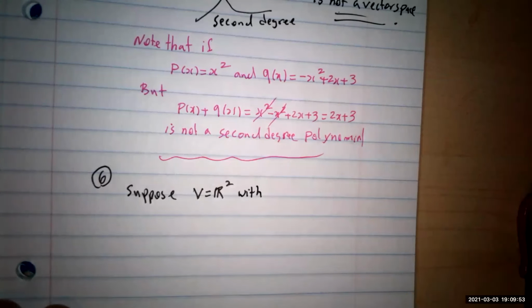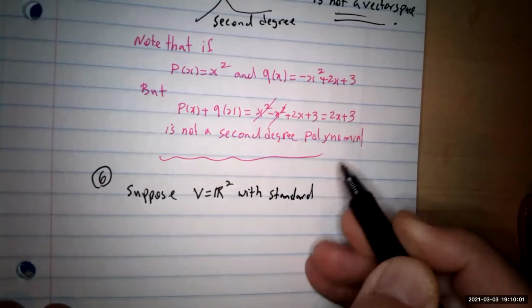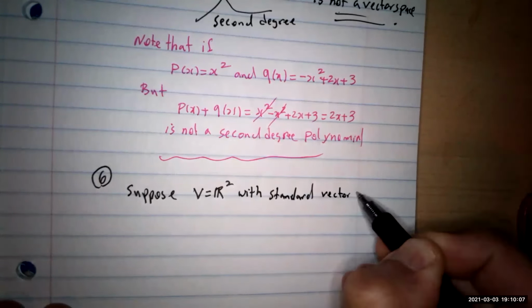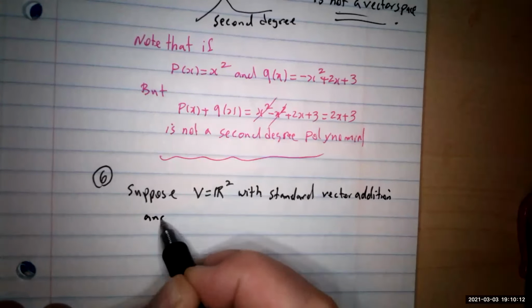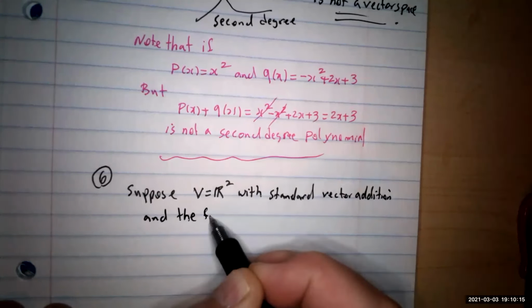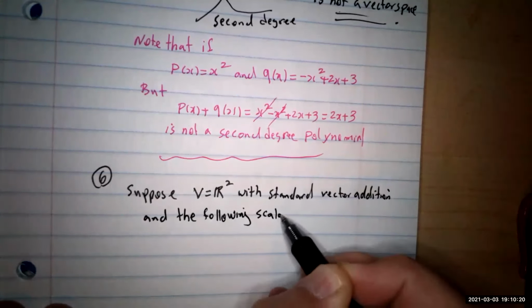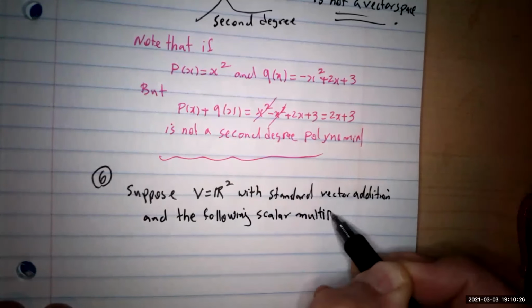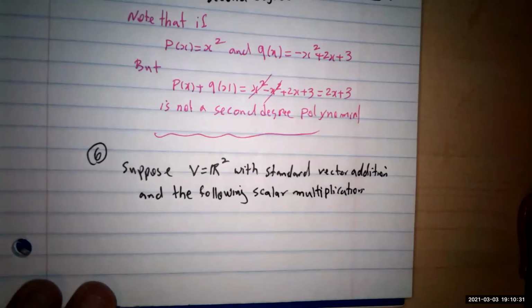Okay, this is going to be the case with the standard vector addition and the following scalar multiplication. They may give you something different. You have some of them in your book. Okay, they give you this scalar multiplication.